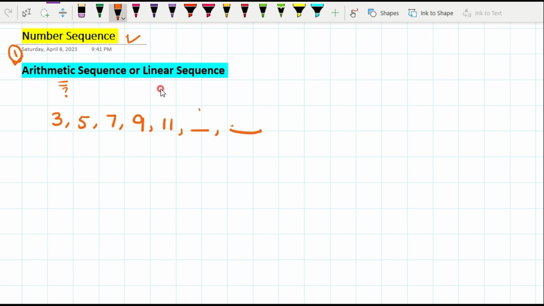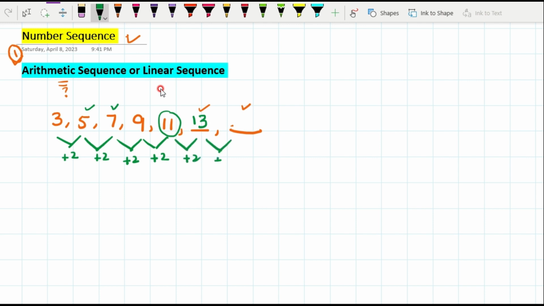Okay, how can we calculate or find these terms? That is pretty easy. You can easily find it. You will just find the common difference: by adding 2 to the first term, you get the second term. Same as you will add 2 to the second term, that is 5 plus 2, and you get the third term. It means you can easily identify the common difference, and that is 2. This is how you can add 2 to 11 to get the next or missing value. Same as you will add 2 to 13 to get the second missing value, right?